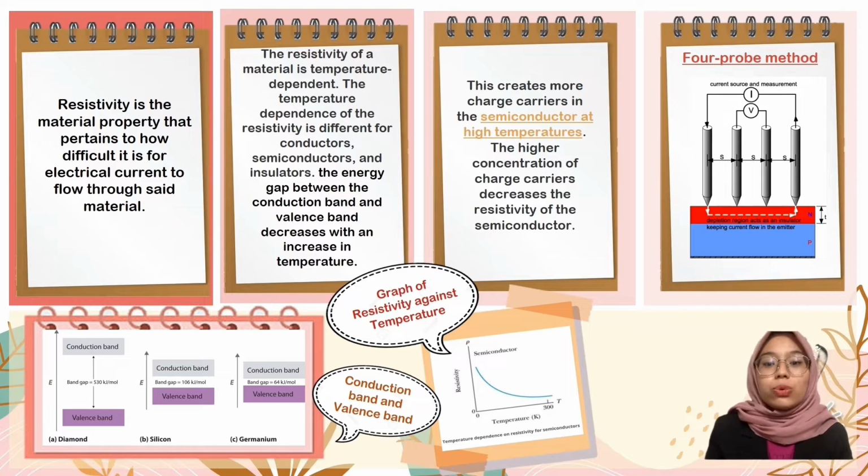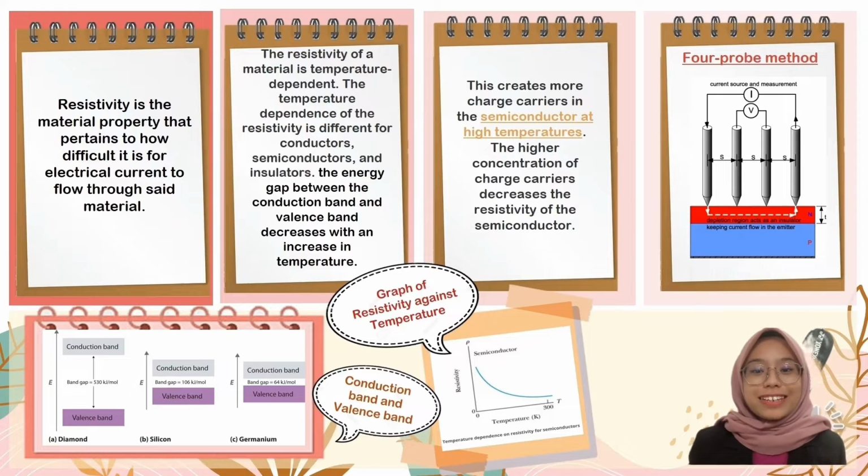The energy gap between the conduction band and the valence band decreases with an increase in temperature. The valence electrons in the semiconductor material gain energy to break the covalent bond and jump to the conduction band at higher temperature. This creates more charge carriers in the semiconductors at high temperatures. The higher concentration of charge carriers decreases the resistivity of the semiconductor. As the resistivity of the semiconductor decreases with an increase in temperature, it becomes more conductive.